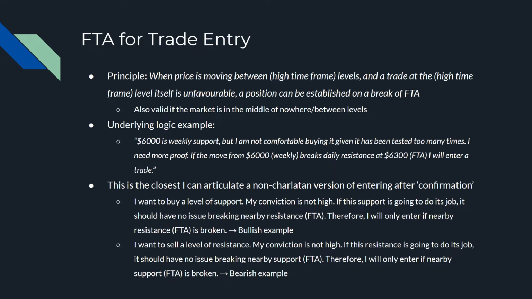So we've talked about FTA for trade management. Let's talk about FTA for trade entry. Again, the second of the three, or the third? Yes, the third of the three use cases that we're going to be talking about. I hope I got that right.